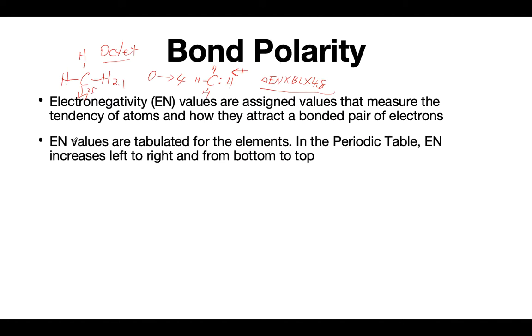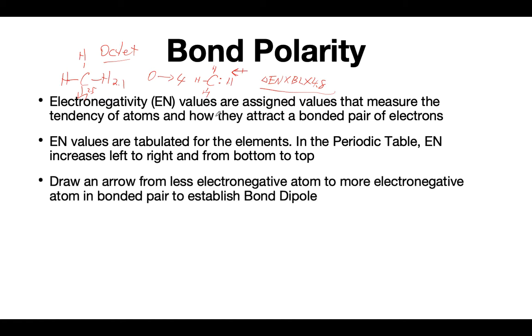Now the electronegativity values are tabulated for the elements. In the periodic table, electronegativity increases from left to right and from bottom to top. I will show you a periodic table that lists all the electronegativity values on the next slide. So we can draw an arrow from the less electronegative atom to the more electronegative atom in a bonded pair to establish a bond dipole. Here, that shows the bond dipole.